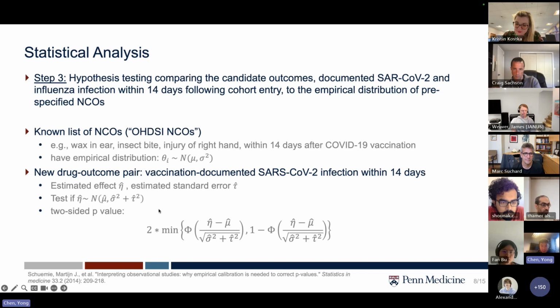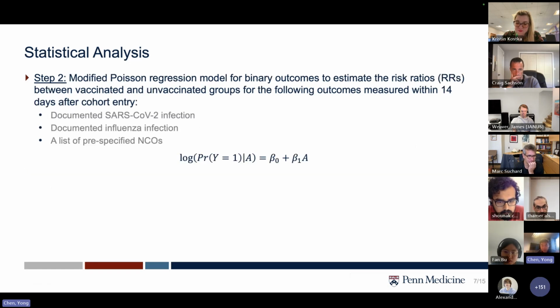compare this 14 days infection against the normal so-called OHDSI NCOs, because from the earlier papers published at OHDSI, there is a common set of negative control outcomes, and also Patrick and Ryan shared a list of NCOs that we can use, like ingrowing nail and those variables. So basically, for each potential NCO, we run this analysis. We estimate the causal effect beta 1.